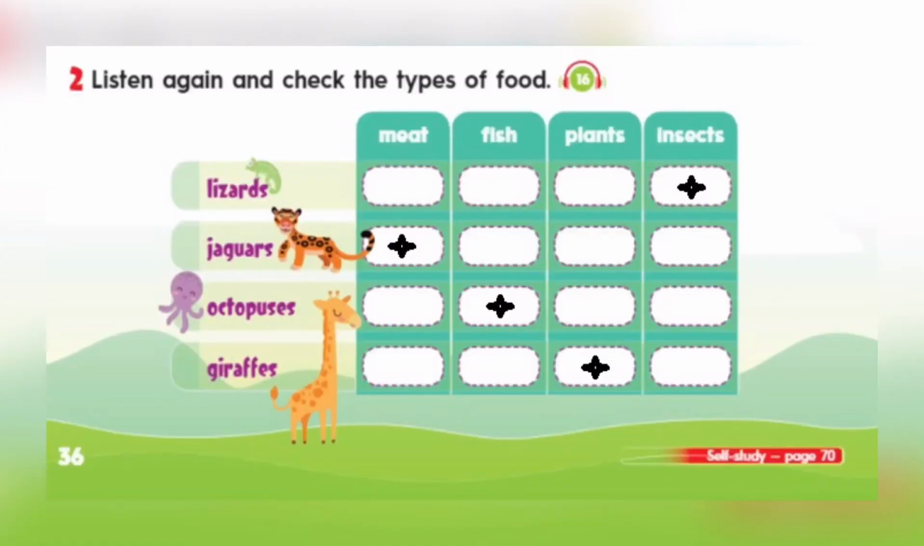So, as we saw, we are going to review each one of the answers. Agora a gente vai revisar cada uma das respostas. Starting with lizard, os lagartos. So, they eat insects. Os lagartos, eles comem insetos. The second, the jaguar. They eat meat. As onças, elas comem carne. The octopus eat fish. Right? The giraffes, they live in the grasslands and they eat plants. Right, guys? So this is the answers from activity 2.